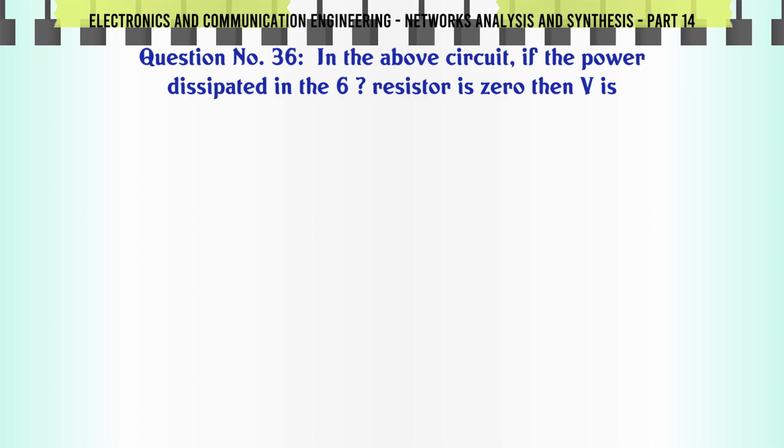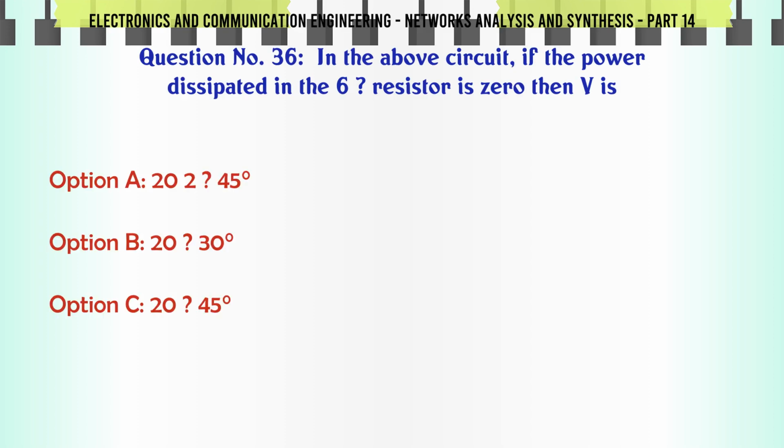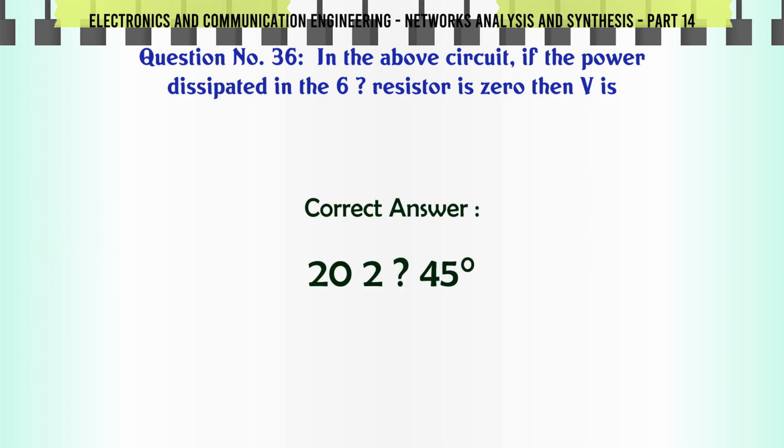In the above circuit, if the power dissipated in the 6 ohm resistor is 0, then V is: A, 20∠45°; B, 20√30; C, 20√45; D, 20∠30°. The correct answer is 20∠45°.